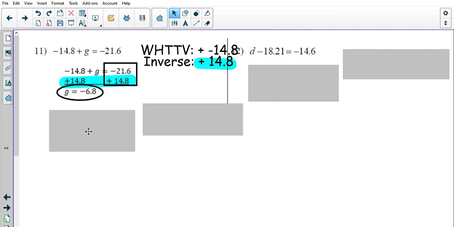All right, hopefully you got a solution of g equals negative 6.8. These are really important to check your solution. So do negative 14.8 plus negative 6.8. Hit equals. It should give you negative 21.6.